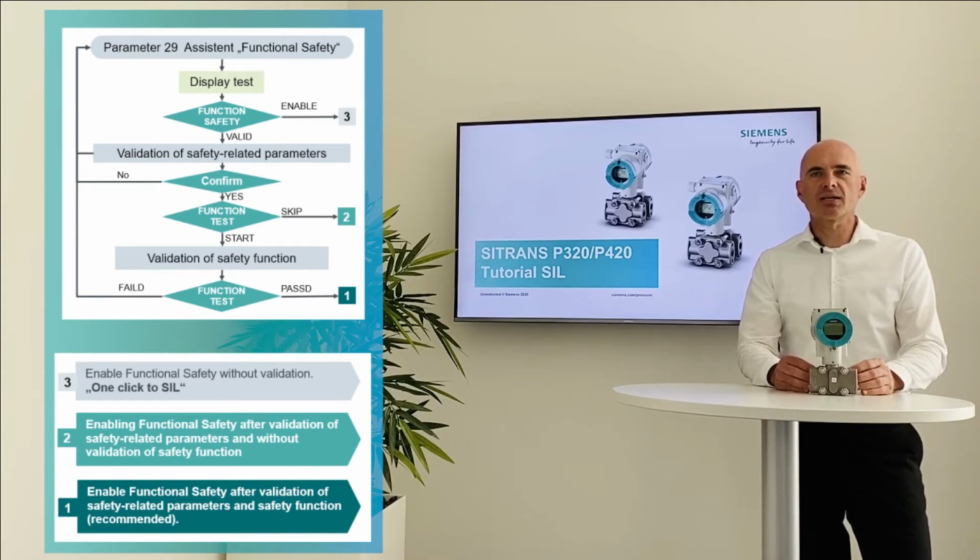There are 3 possibilities to activate the SIL mode. These 3 are building on each other. Number 3, activate functional safety without validation, also known as one click to SIL. Number 2, activation of functional safety after validation of safety-related parameter and without validation of the safety function. Number 1, activate functional safety after validation of safety-related parameters and safety function. This is the recommended method.